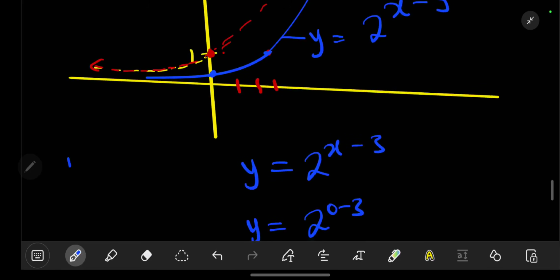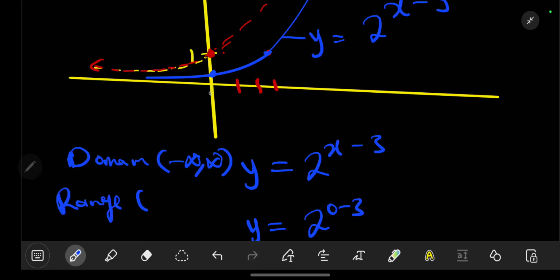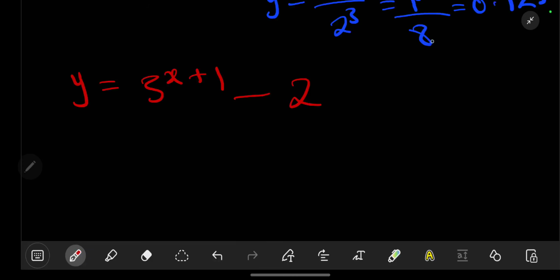So likewise, the domain is not affected. The domain in this case is negative infinity to positive infinity. The range is also going to be, the smallest is 0. The highest you can go is positive infinity, like that. Let's move on to our next one. Let's do some translations to this graph.